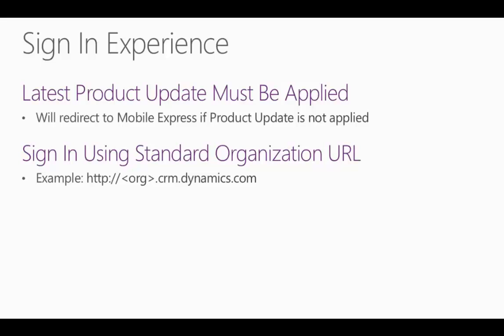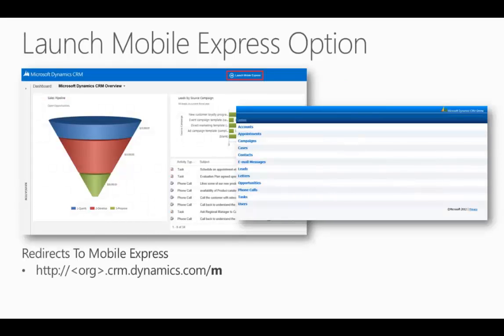After the update is applied, you may sign into your Microsoft Dynamics CRM online organization by accessing the standard organization URL. After sign-in, if you prefer to load the application in the traditional Mobile Express mode, you may do so by touching the Launch Mobile Express link in the topmost frame of the page. When you touch this link, the Microsoft Dynamics CRM website will load in Mobile Express mode.